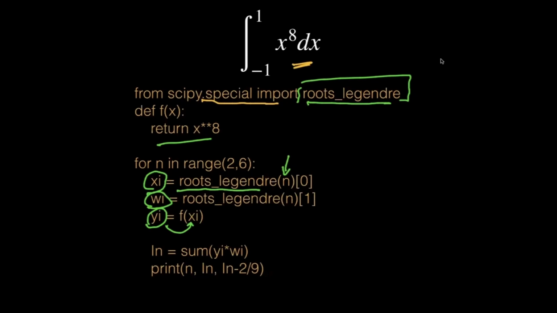So once we have this, we can get the integral. You remember the integral was the sum of wi yi. So we can get the integral right here. I just sum up. You can use the sum function, which is more efficient, and that will give you the integral.